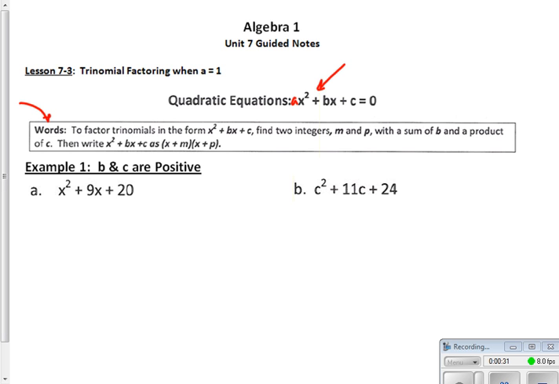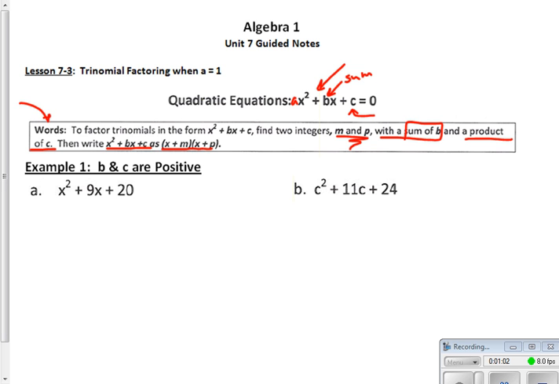To factor trinomials in the form x squared plus bx plus c, you need to find two integers m and p with a sum of b. So it has to have a sum of b. Here is b. We have to have a sum of b, and it has to have a product of c. What you're going to do is take your trinomial here, x squared plus bx plus c, and write it as two binomials.